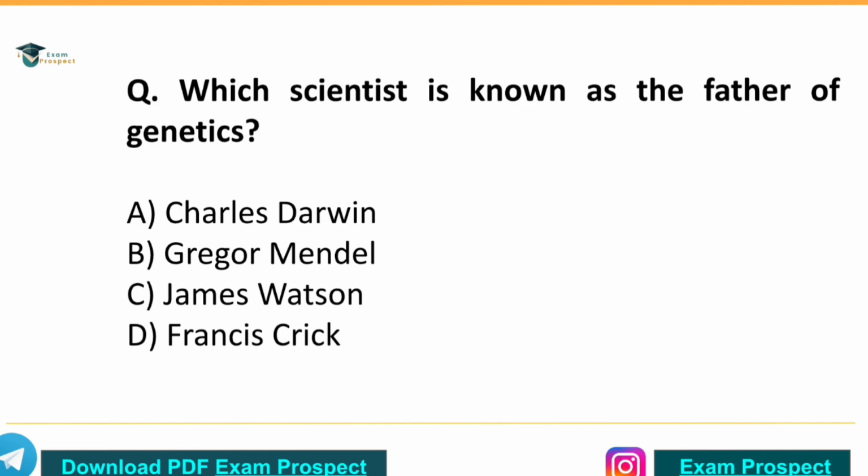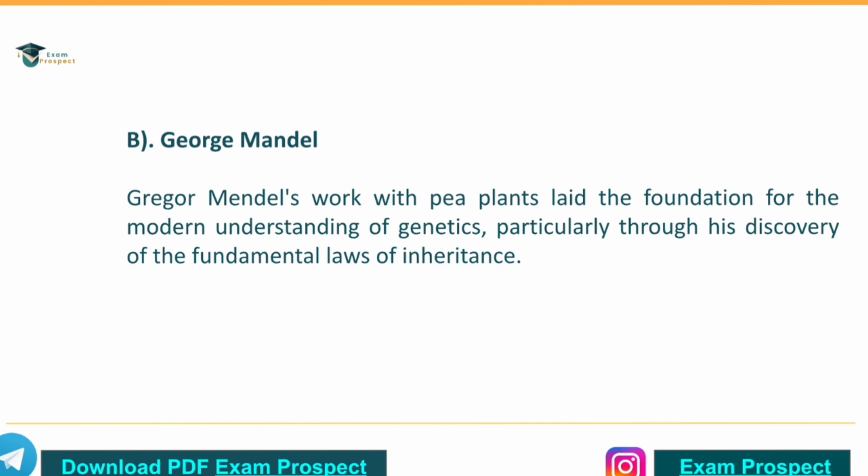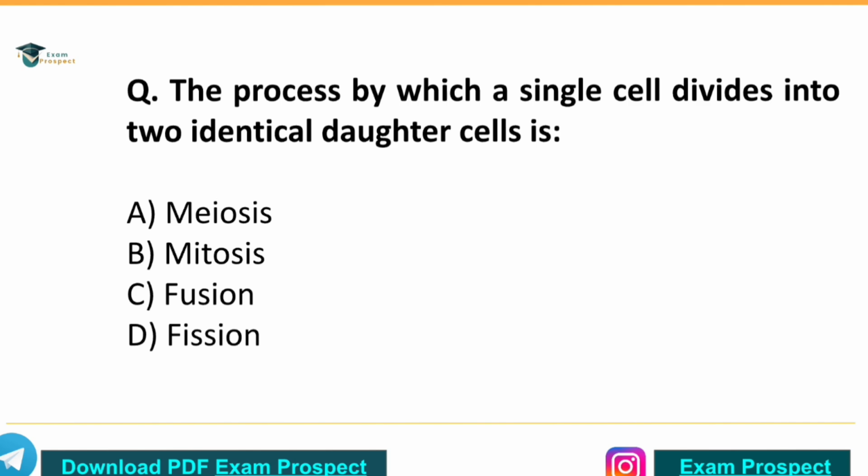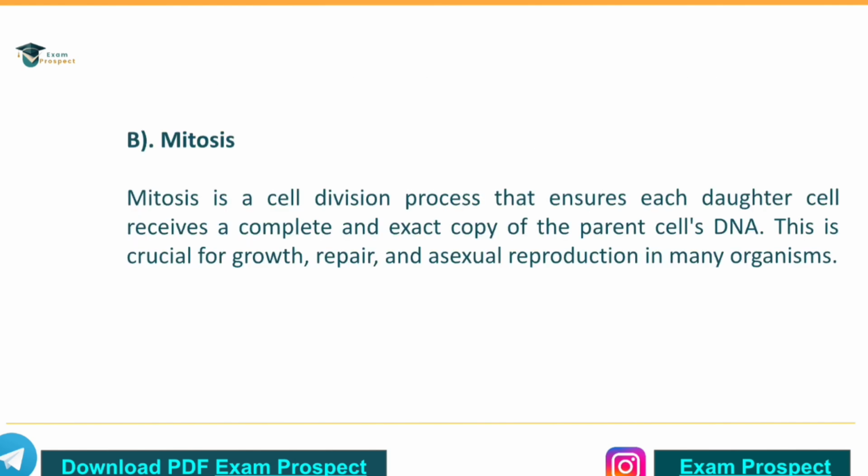Next question. Which scientist is known as the father of genetics? Correct answer is option B, Gregor Mendel. Next question. The process by which a single cell divides into two identical daughter cells is called? Correct answer is option B, mitosis. Here, mitosis is a cell division process that ensures each daughter cell receives a complete and exact copy of the parent cell's DNA. And this is crucial for growth, repair, and asexual reproduction in many organisms.